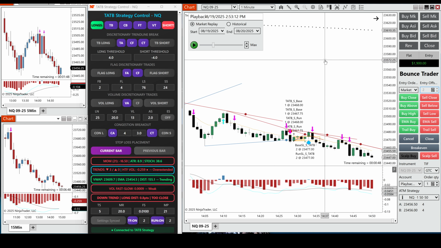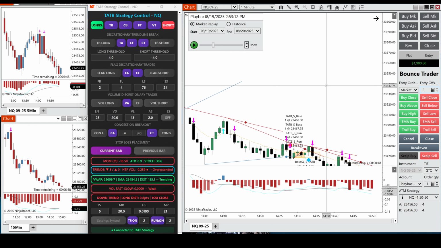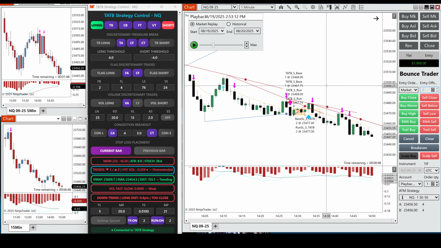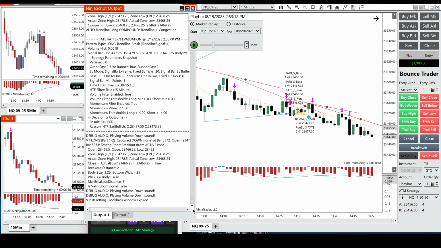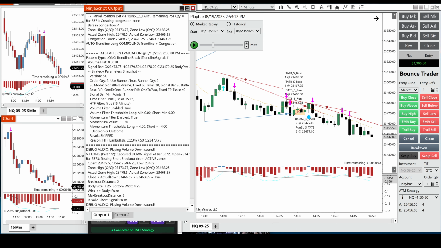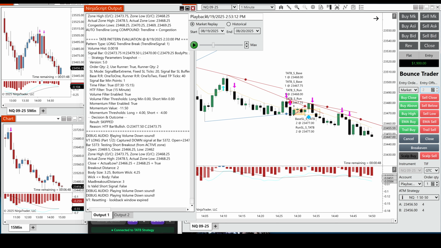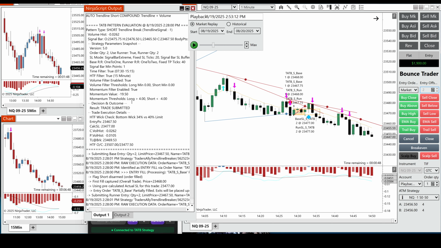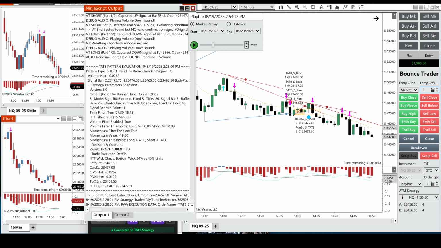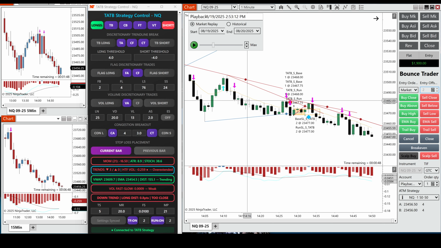Okay, so we have one loser. Let's look at this one, what trade it was, just to make sure it's working as expected. We need to look at the one that logs before submitting a trade. So this was a short trend line break.